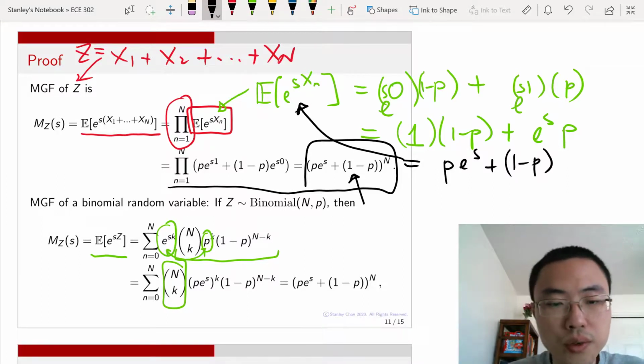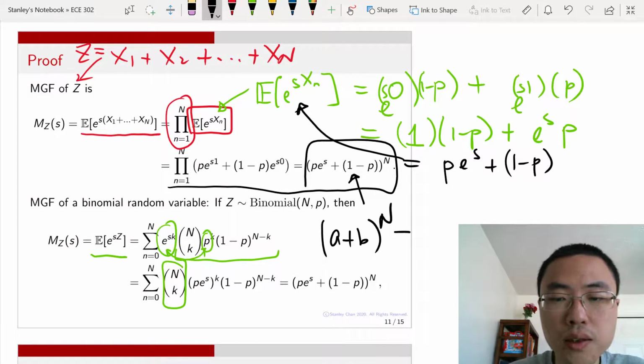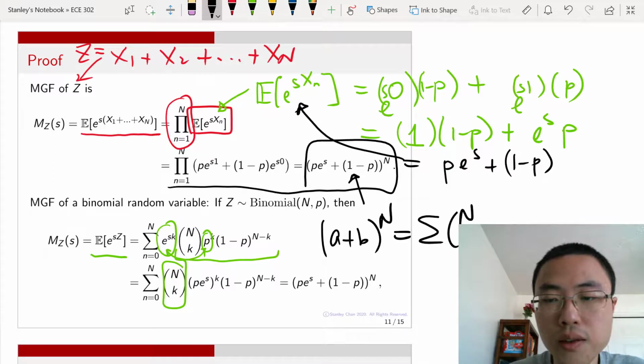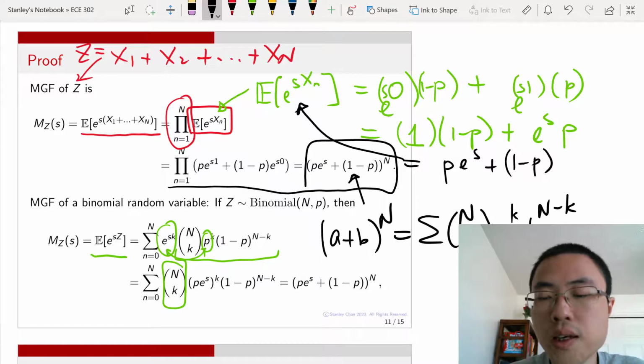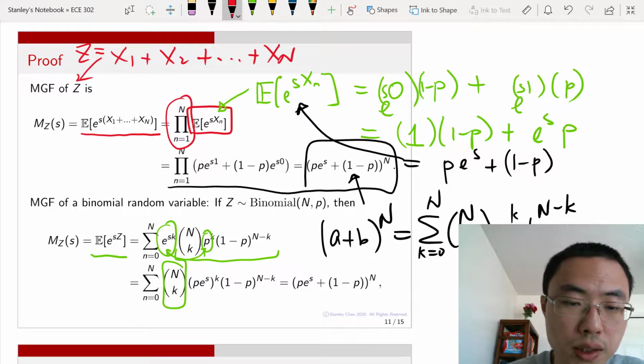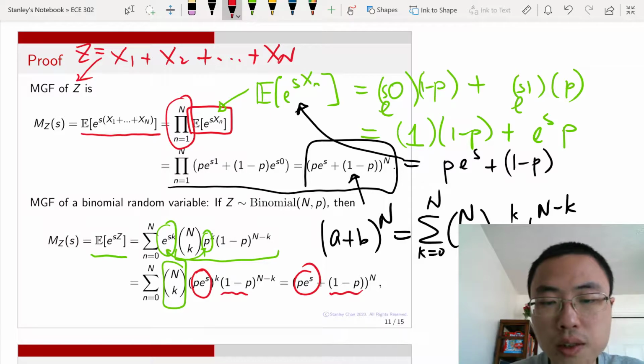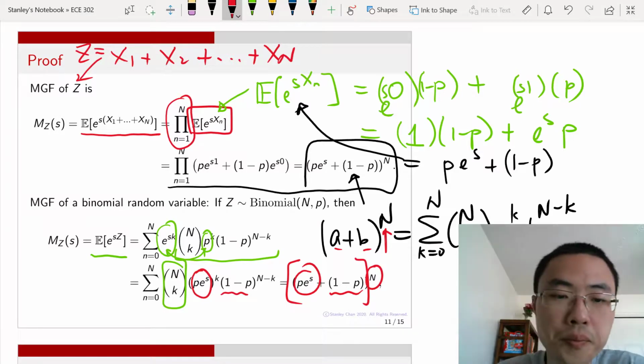The way to take this summation is to recognize the following result: a plus b to the power n is the summation of n choose k, a to the power k, and then b to the power n minus k. This same holds for any a and b. And in this case, what is a? This is my a, and this is my b. And so I have a plus b, the entire thing, to the power n. So I have this entire thing to the power n.